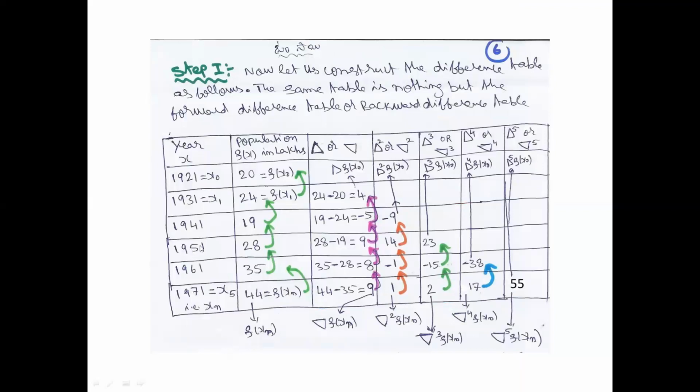51 we know, 61 we know, in between, that is 1956. So now see, is 1956 nearer to the x naught value, or is it nearer to the xn value? In this problem, 1956 is nearer to xn. Since it is nearer to xn, we must use the Newton-Gregory backward interpolation formula. If it is nearer to x naught, we have to use forward difference.